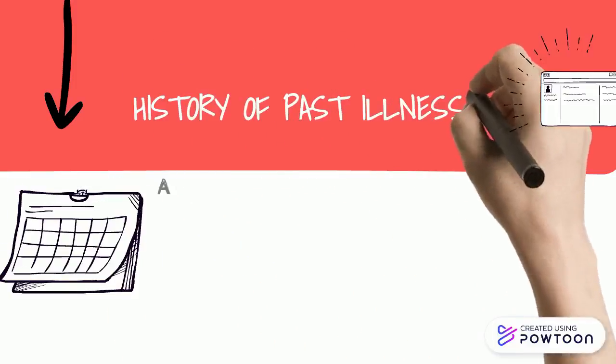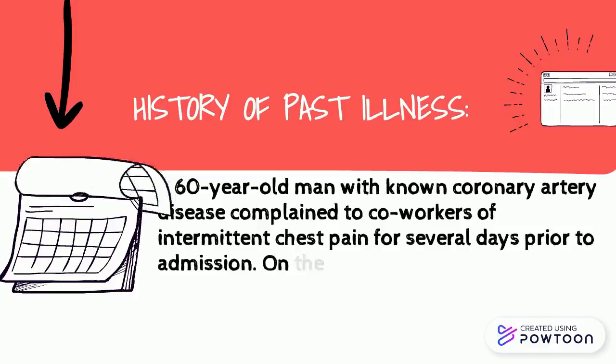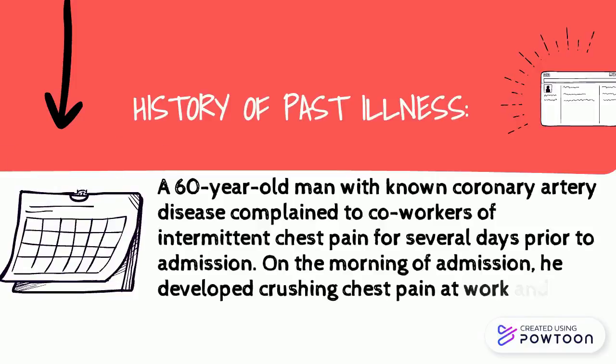History of past illness. A 60-year-old man with known coronary artery disease complained to coworkers of intermittent chest pain for several days prior to admission. On the morning of admission, he developed crushing chest pain at work and then lost consciousness.